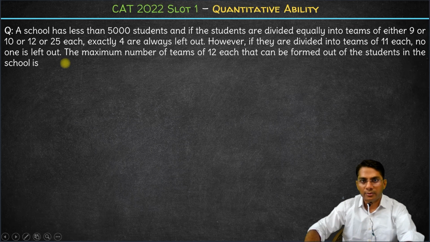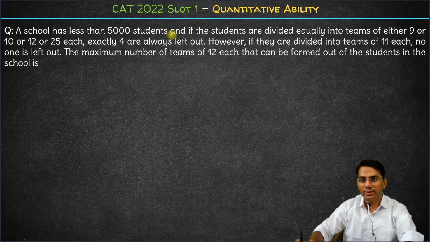Hi. So here we have a question. A school has less than 5,000 students, and if the students are divided equally in teams of either 9 or 12 or 10 or 12 or 25 each, exactly 4 are always left out.